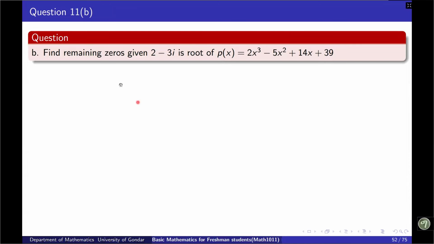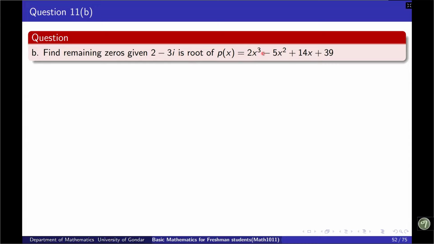And next, we are also asked just to find the remaining zeros given that 2 minus 3i is the root of this cubic polynomial function again. We know that one of the possible roots of this polynomial function is given to be the complex number 2 minus 3i, so that by using the complex conjugate theorem, if this complex number is the root of this polynomial function, its complex conjugate, which is 2 plus 3i, must also be the root of the same polynomial function.